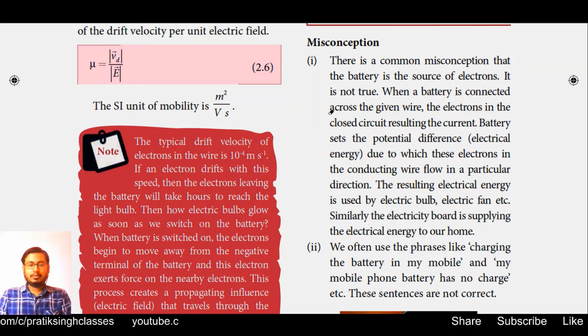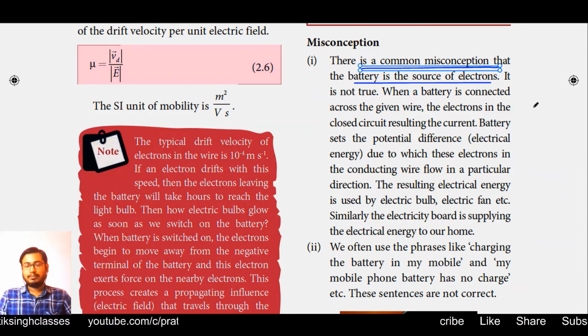While we study drift velocity, we always have some misconceptions about batteries and how the charges move out of the battery through the conductor and back to the battery. We will study them one by one. There is a common misconception that the battery is the source of electrons. We simply imagine that a battery has a huge amount of electrons, but that is not the truth.